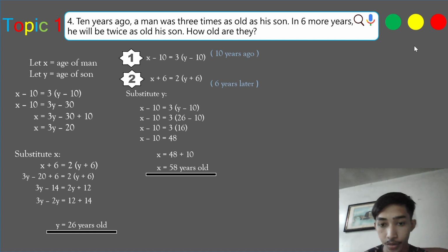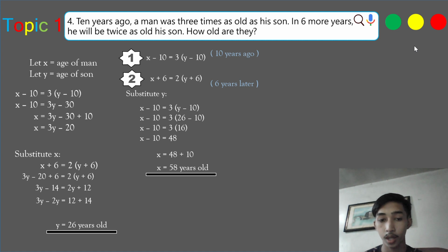And 3y minus 14, because 20 minus 6 is equal to 14, and that is equal to 2y plus 12, because 2 times y is equal to 2y and 2 times 6 is equal to 12. Then we move the y variables to the left side. So 3y minus 2y is equal to 12 plus 14.